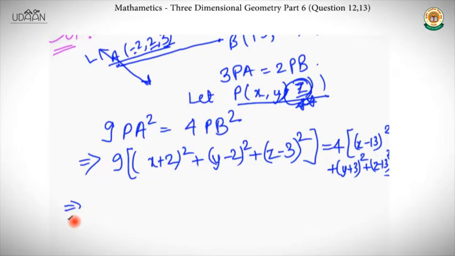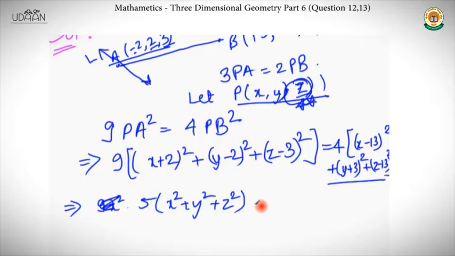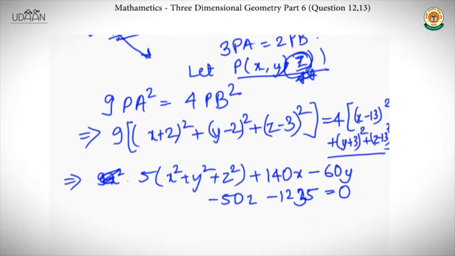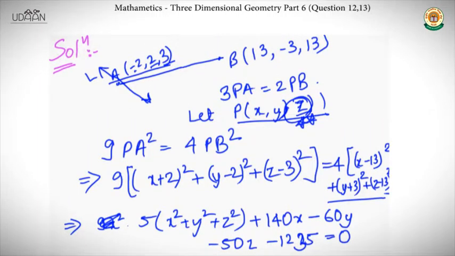Okay, actually we'll take the right hand term to the left, so the final condition would be 5 into x square plus y square plus z square plus 140x minus 60y minus 50z minus 1235, which is equal to 0.